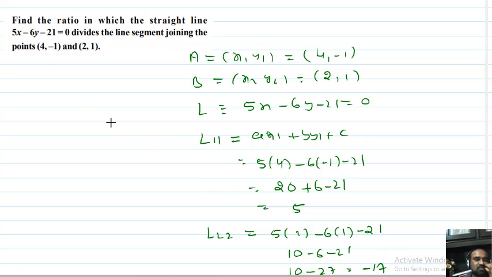Now cross check, because sometimes I make mistakes. 5 twos are 10, minus 6, minus 21. So 10 minus 27 is correct, minus 17. What is the meaning? One is positive and the other negative, so L double 1 by L double 2 is less than 0, which means internal division. Internal division means the points are on either side of the line. But here he wants just the ratio, so I will write the required ratio.